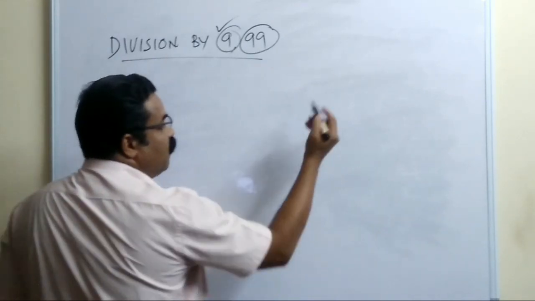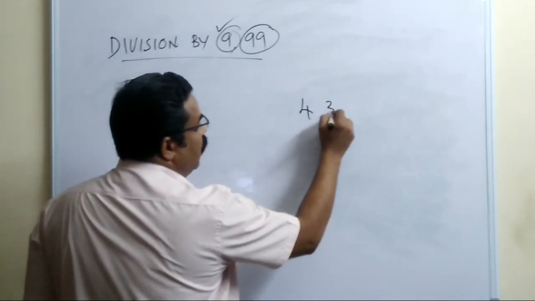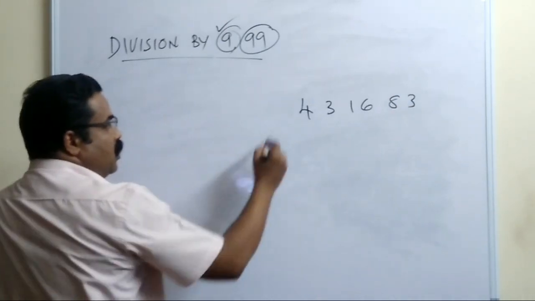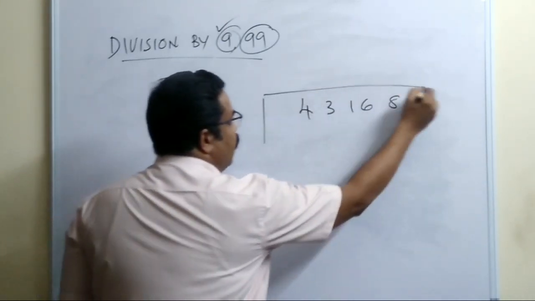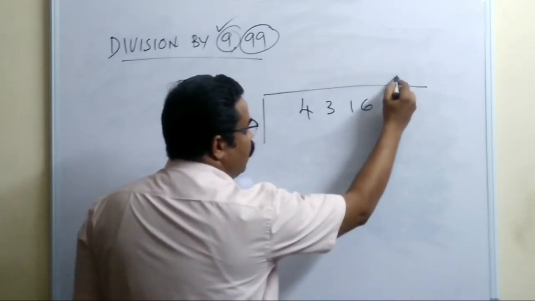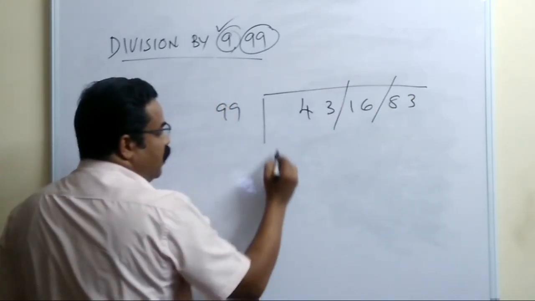Be very careful what we are doing. 431,683. Now I want to divide this number by 99. So what is the method? From the right, we have to pair it two digits each. Then what is the answer?